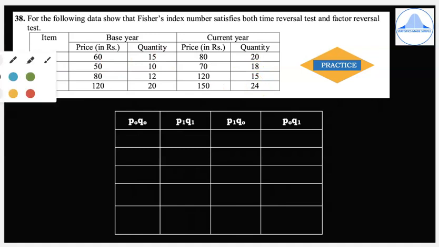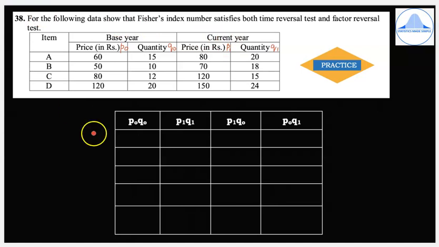Now the first step is to read the headings of each of the columns and then mark the columns correctly. So first, let me mark the price in the base year. Remember that the base year is denoted by 0 and the current year is denoted by 1. So price in the base year means it is P0, use small p. Similarly, quantity in the base year is Q0. The price in the current year is P1, and the quantity in the current year is denoted by Q1.